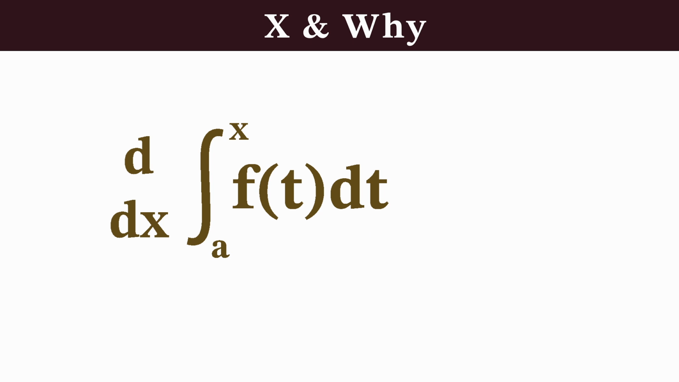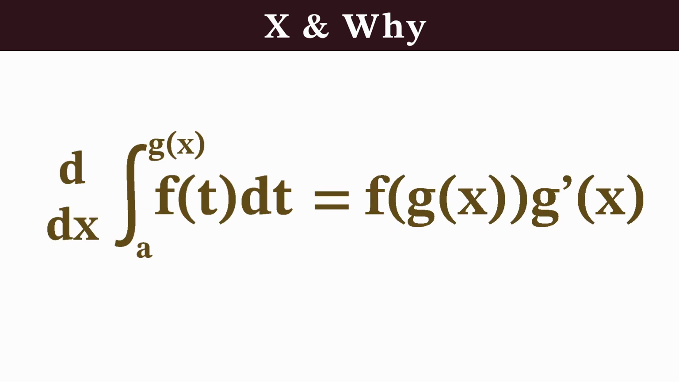The derivative of the integral from a to x of f of t dt is equal to f of x. If the upper limit is a function, use the chain rule. The derivative of the integral from a to g of x of f of t would be f of g of x times g prime of x.